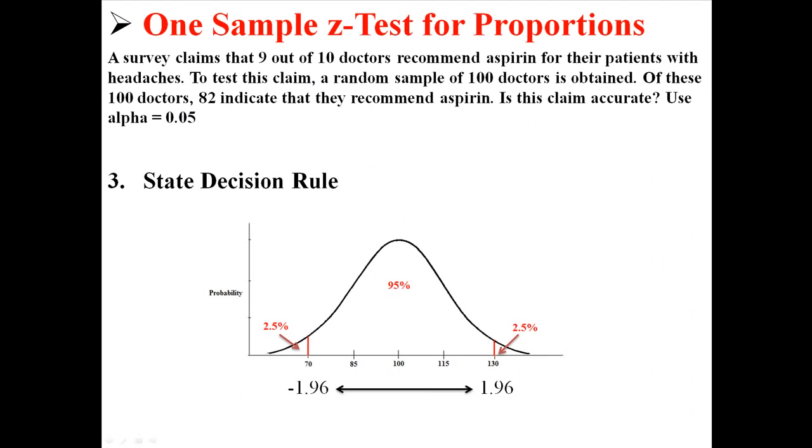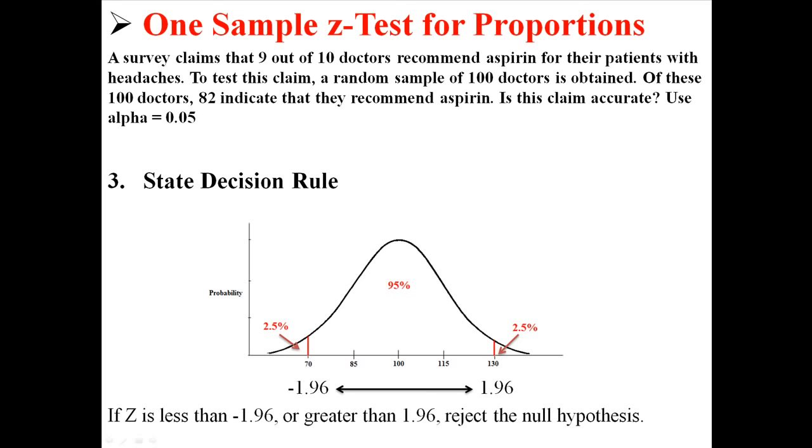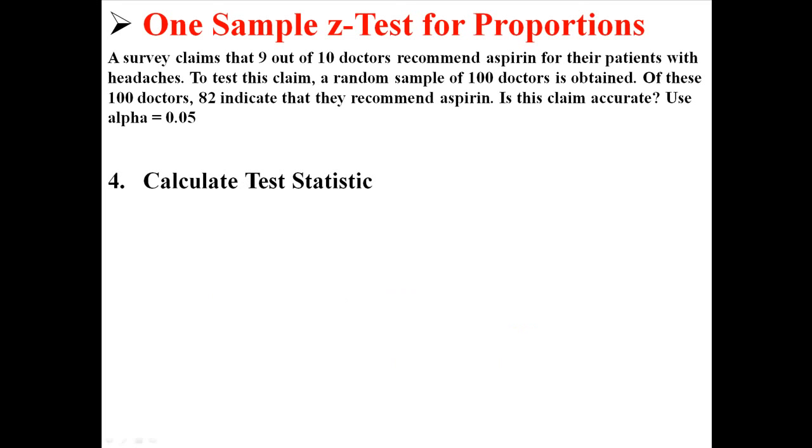So the z that we calculate, we expect it to be between negative 1.96 and positive 1.96. If it's outside of that, then it's an unusual event, and we're probably going to reject the null hypothesis. So our decision rule is, if z is less than negative 1.96 or greater than positive 1.96, we will reject the null hypothesis.